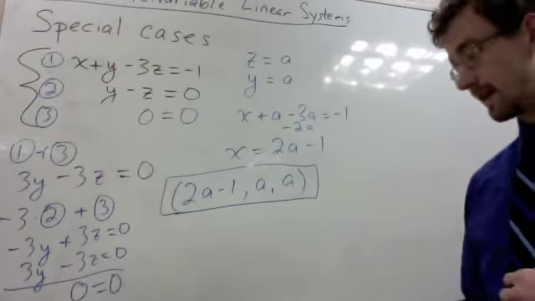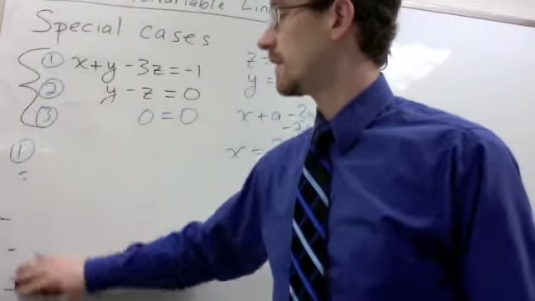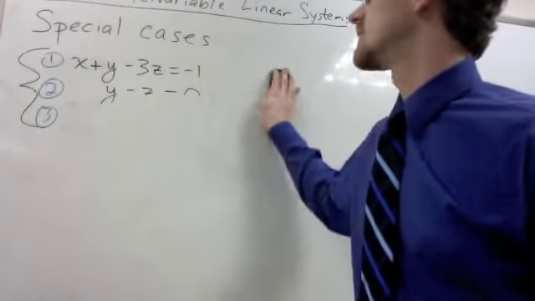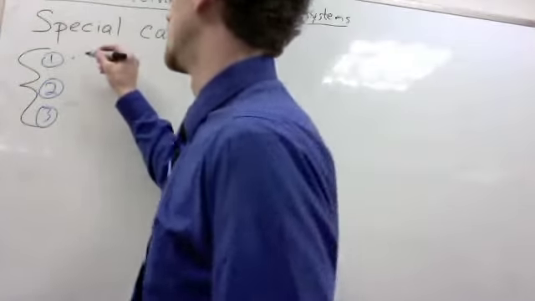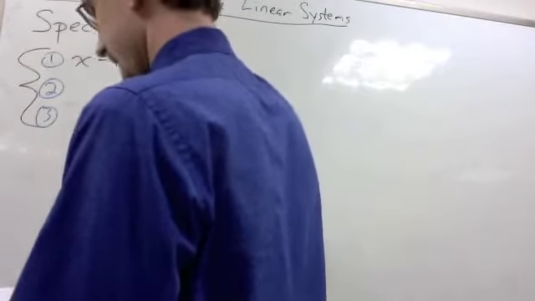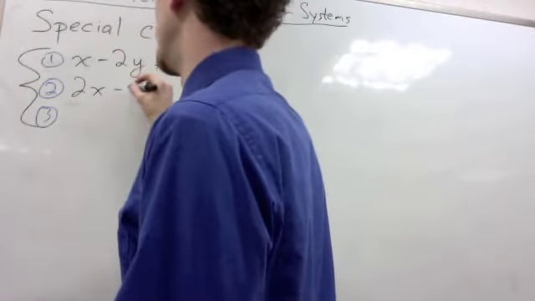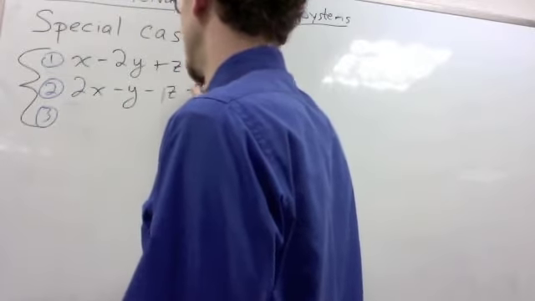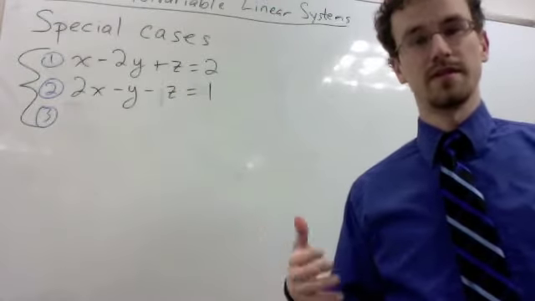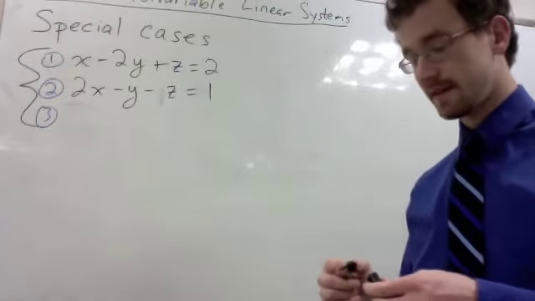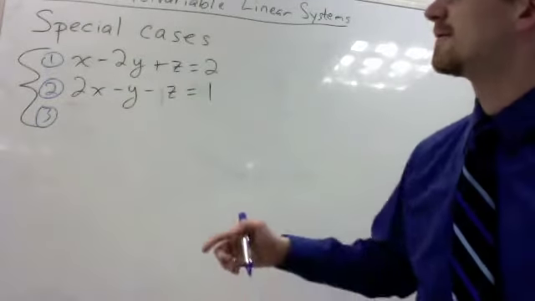The same result of getting infinitely many solutions will show up if you are given fewer equations than you are variables. So take, for example, the system x minus 2y plus z equals 2, 2x minus y minus z equals 1. In order to get a unique solution for three variables, you need to have three equations, but we only have two equations. We can still do our bit to get this into row echelon form.